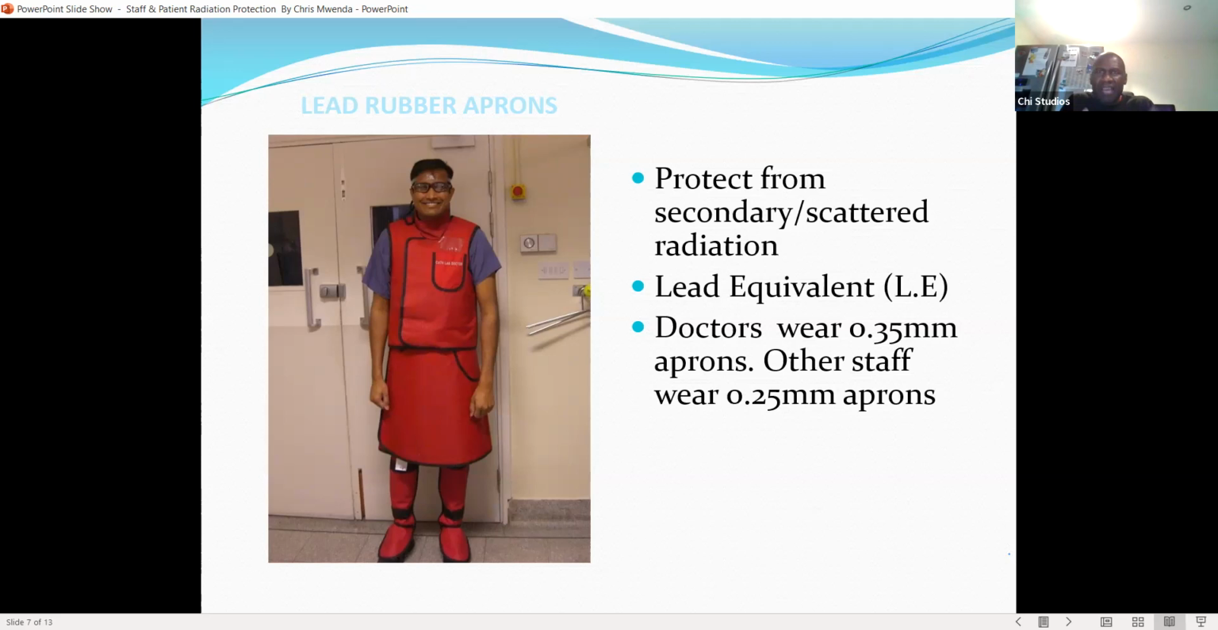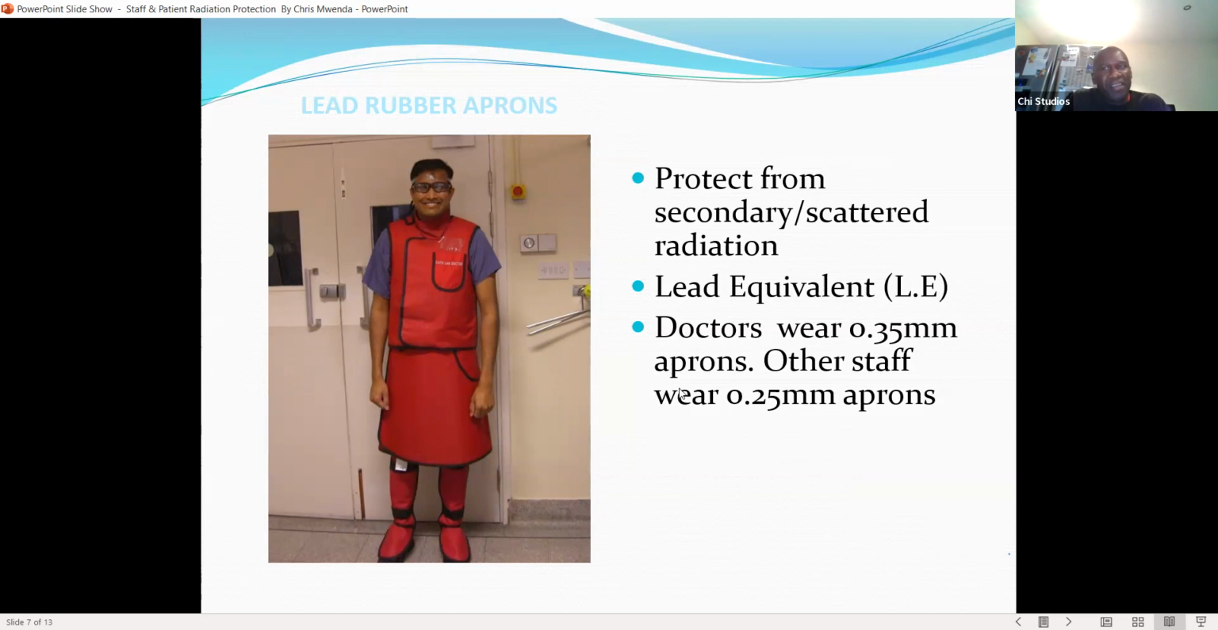This one was one of our registrar years left. Yeah, so he was wearing 0.5 because they are near to the source of radiation. That's why they need more protection compared to other staff like me, a radiographer, who would wear 0.25 millimeters because we are away from the source.